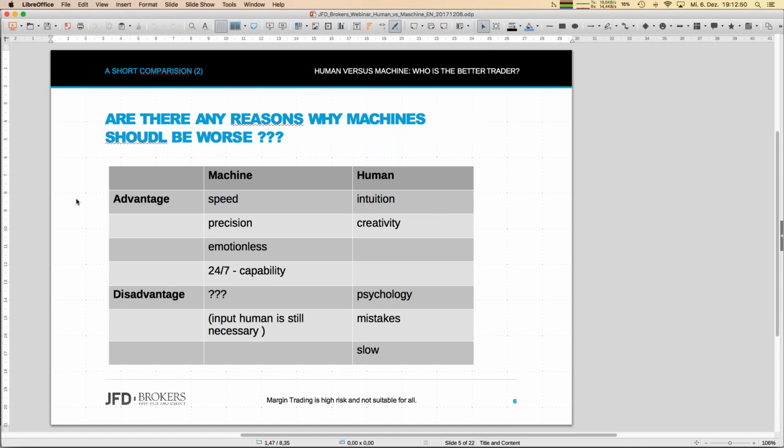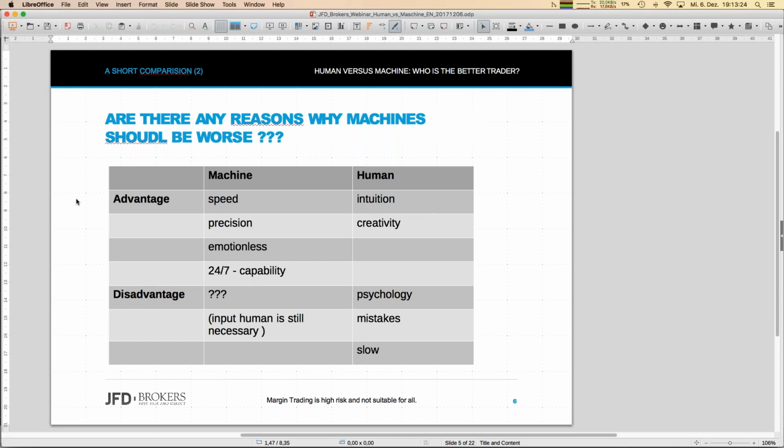They can drive cars. And indeed, it's not straightforward to say why machines should be the worst trader. Let's start with the advantages of the machine. Of course, speed, no question. A computer can run extremely fast, can do jobs in milliseconds that would take humans even hours. So speed is a big advantage.